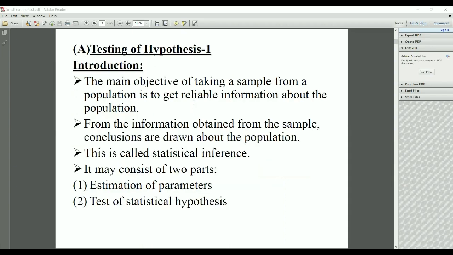Testing of hypothesis: the main objective of taking a sample from the population is to get reliable information about the population. We are considering some population, and we are assuming that the population mean is equal to the sample mean. So for that we are stating the hypothesis. From the information obtained from the sample, conclusions are drawn about the population. This is called statistical inference. It consists of two parts: estimation of parameters and the test of statistical hypothesis.